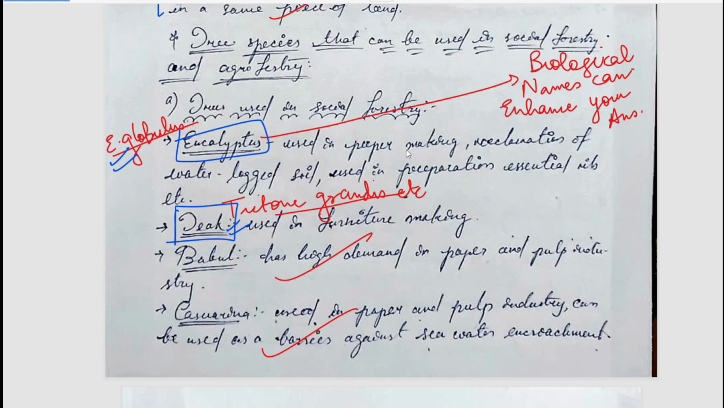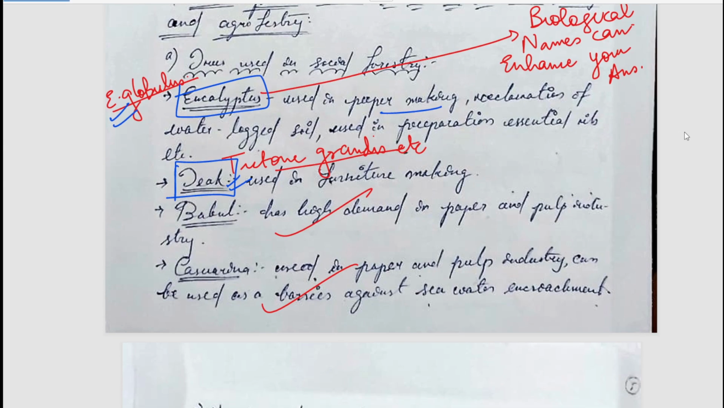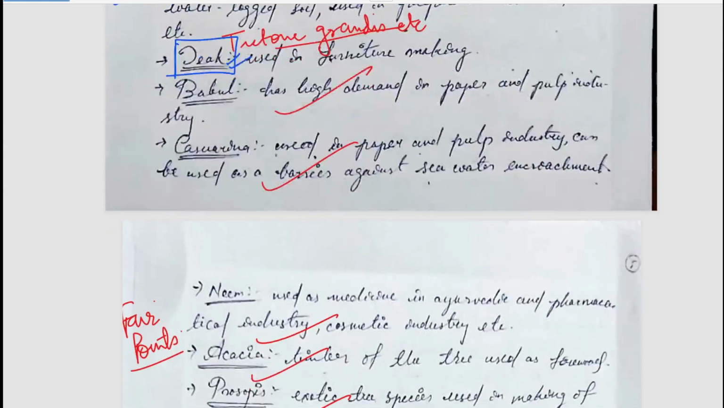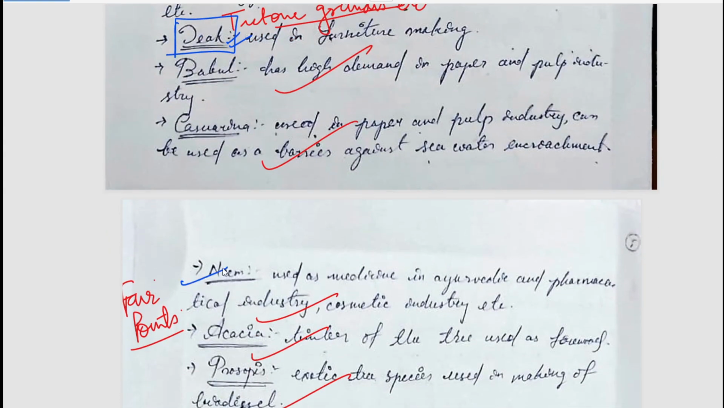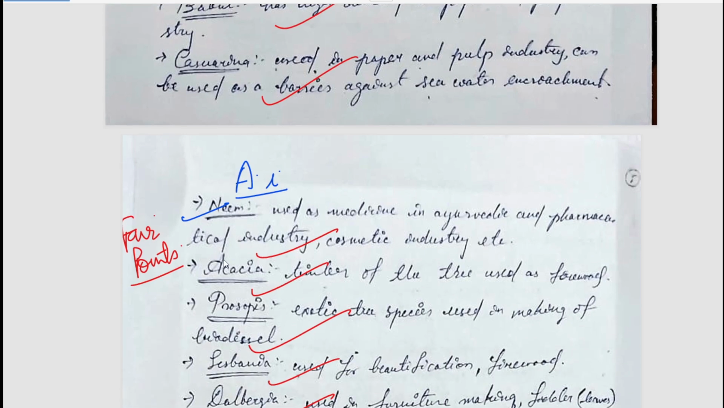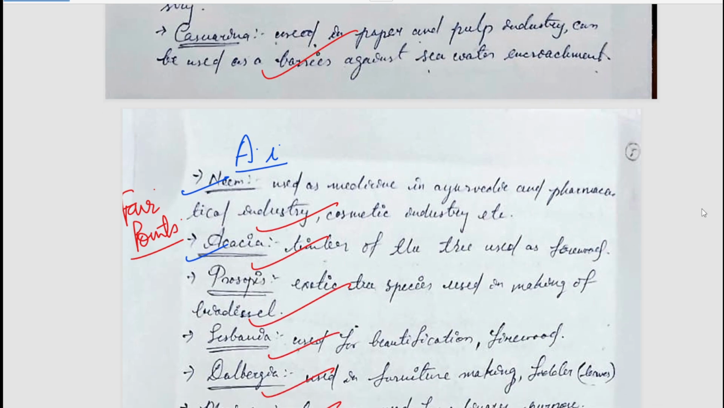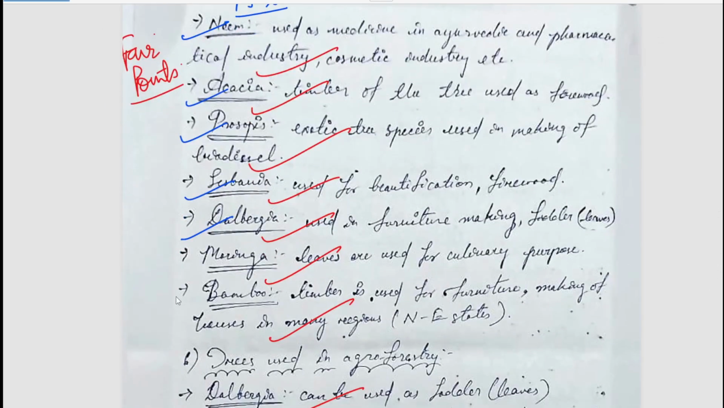The uses have been mentioned, such as paper manufacturing. You can read the uses; all the trees have similar uses only. Casuarina has been mentioned. For neem, you can write Azadirachta indica. For acacia, you can write Prosopis, Dalbergia. Then Dalbergia sissoo, moringa, bamboo. So all the trees have been mentioned.